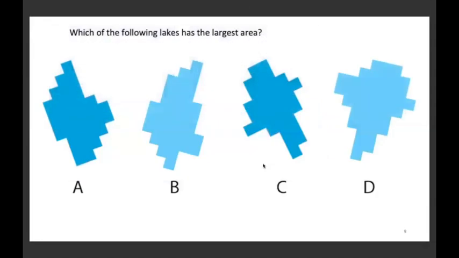Which of the following lake has the biggest area? Okay, which has the largest area is what you have to find. This is very logical. You just have to break it up into grids and you can count the grids. Or visually also it's very easy to tell that D is the one which has the greatest area. Okay, B and C are similar. The competition is between A and D.